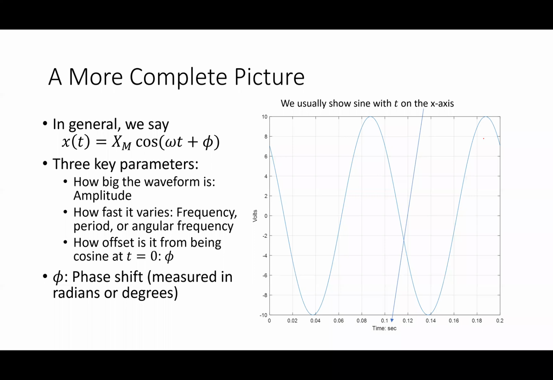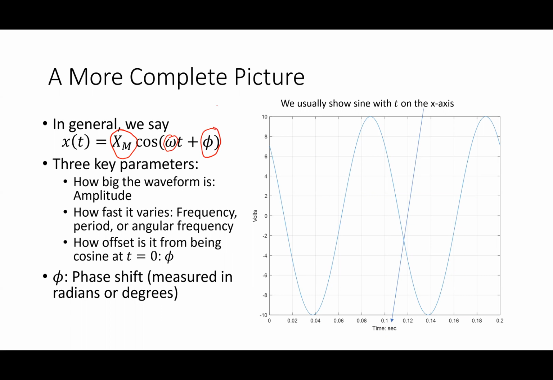When I want to look at the picture of this, I think of any sine wave as having three important parameters. Let me ask this question: if I wanted to express and draw a sine wave, I would need to know three things. I would need to know its amplitude, its frequency, and its offset.